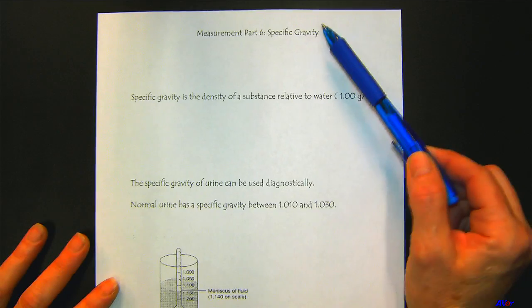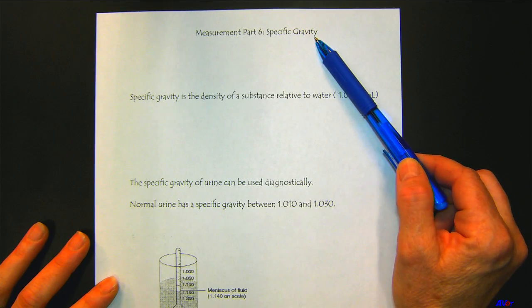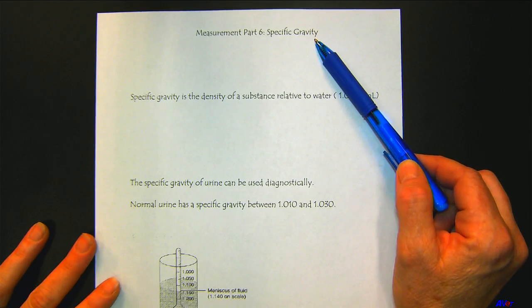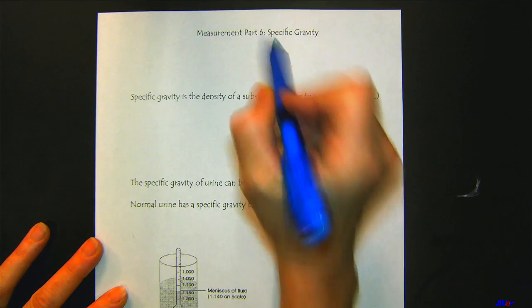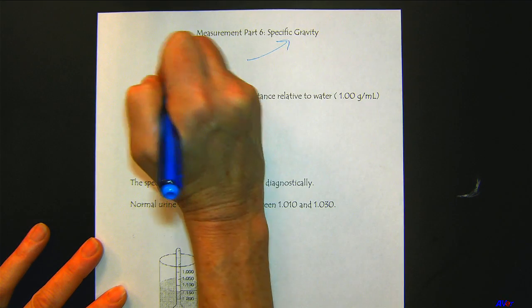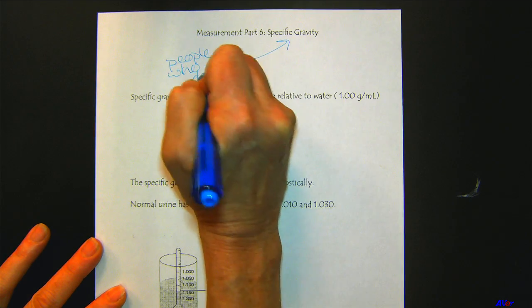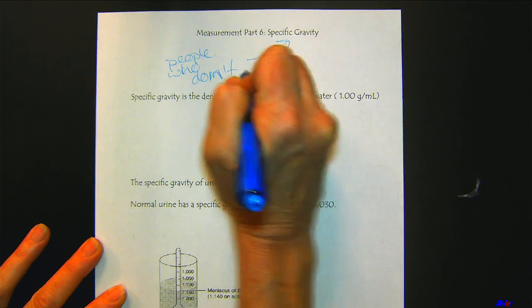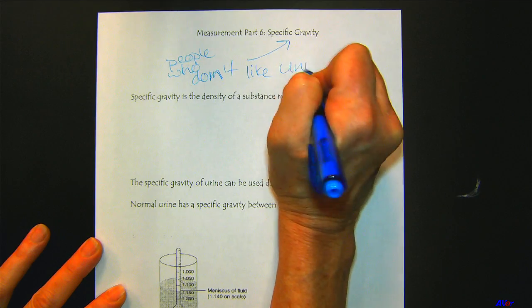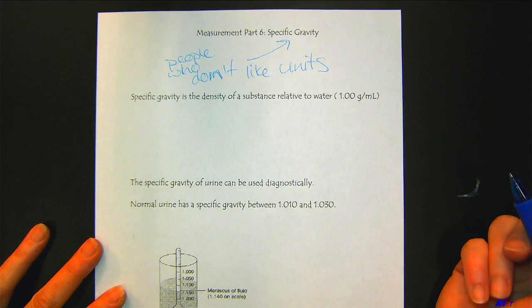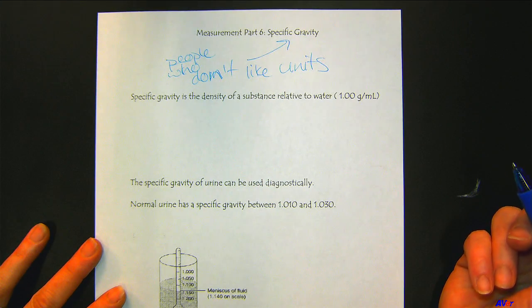Okay, now I'm a unit lover, and hopefully you're starting to appreciate units too. Specific gravity was designed by people that don't like units. Why anyone doesn't like units is beyond me, but I understand. So then what exactly is specific gravity?